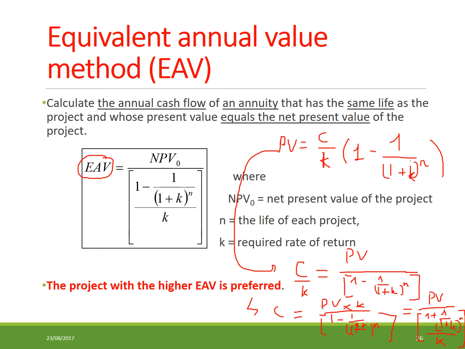So this term over here is equivalent to this term over here. So the EAV, or the equivalent annual value, is simply just the cash flow in an annuity formula, right? Where the present value is equal to the net present value of the project, right? So it sounds a bit complicated, but you can think of it as an average annual cash flow that we get out of the project. So C.